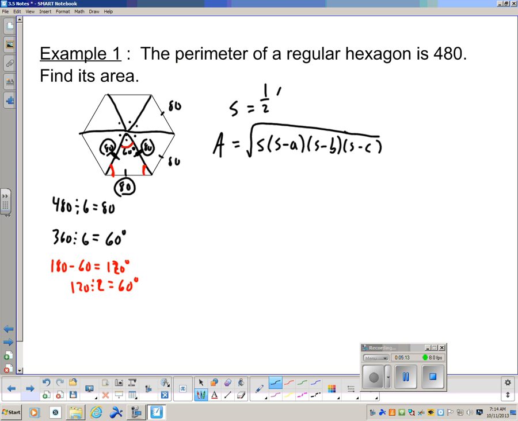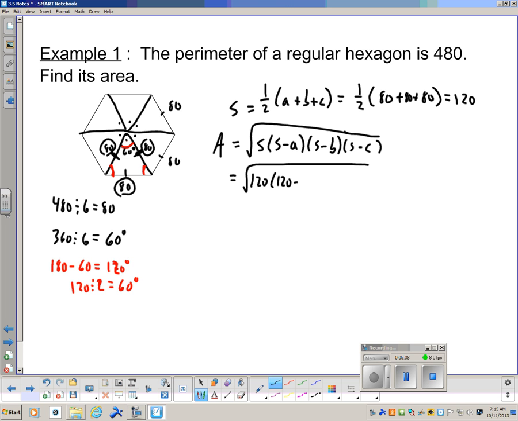The semi-perimeter is 1/2 times the sum of the sides of the triangle. The sides of that little triangle we just looked at are 80 plus 80 plus 80. Then to get the semi-perimeter, we take it times 1/2, or divide by 2. When we do that, we get 120. So now I can put the 120 into my formula here and subtract off each of the 80s, because each of the sides is 80.